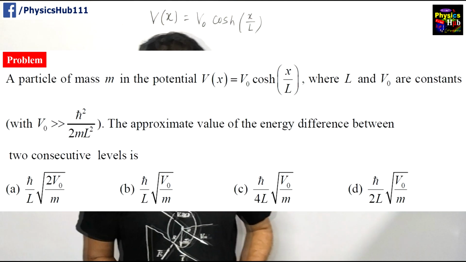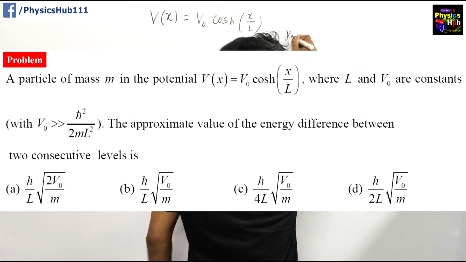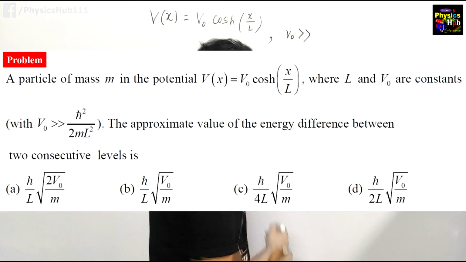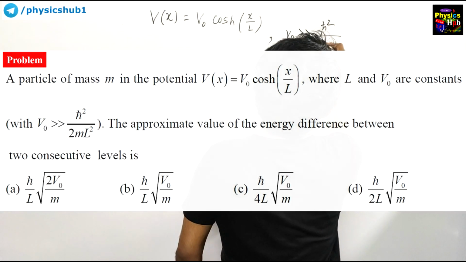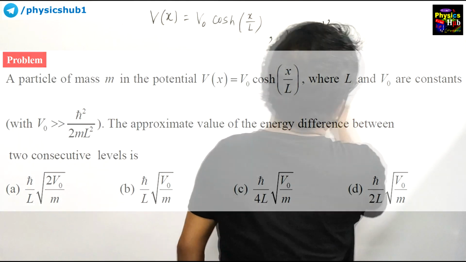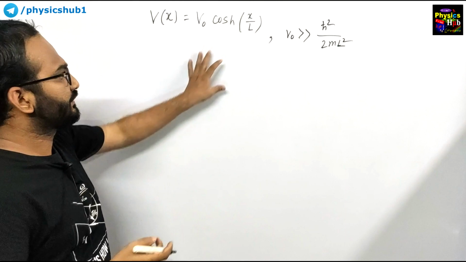So how can you do this? What extra thing is given to you? V naught is much greater than h cut squared by twice m L squared. So what can we do to solve this particular question? We can expand this.